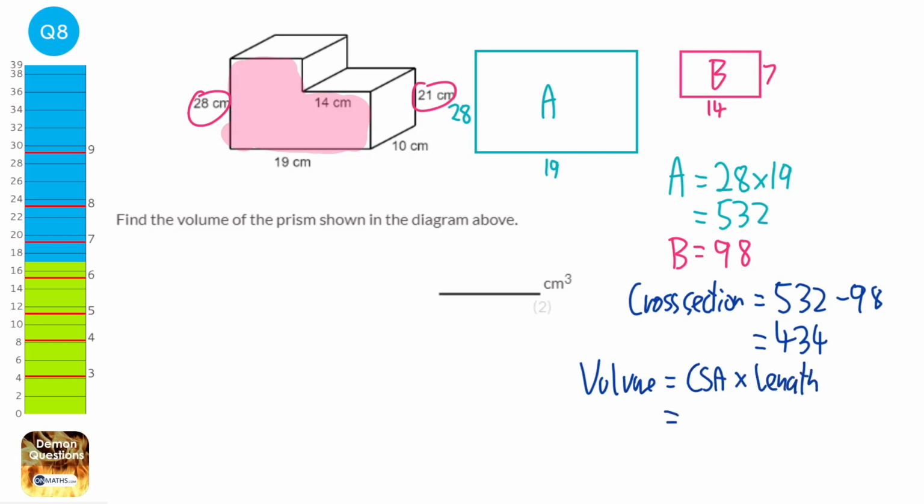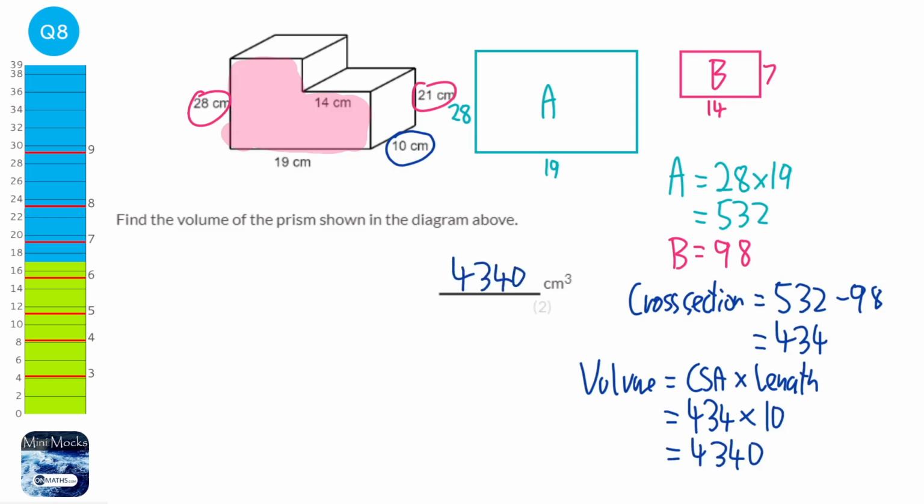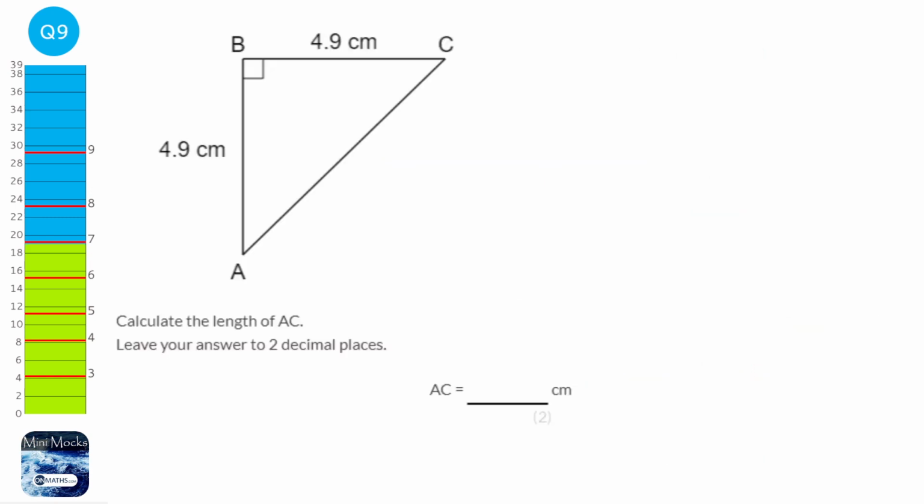So our area of cross-section is 434. Our length is basically how 3D the shape is, so it's going to be 10. And so that would be 4,340. So our answer is 4,340 centimetres cubed.